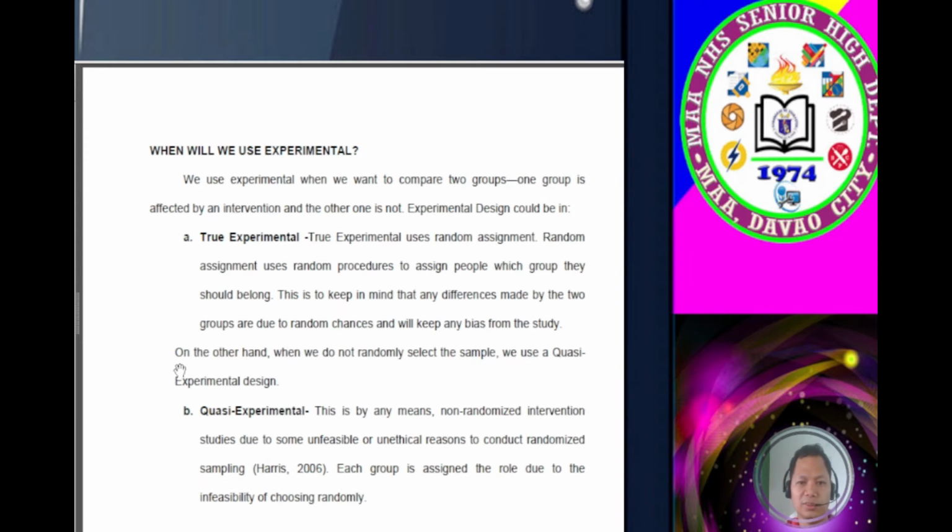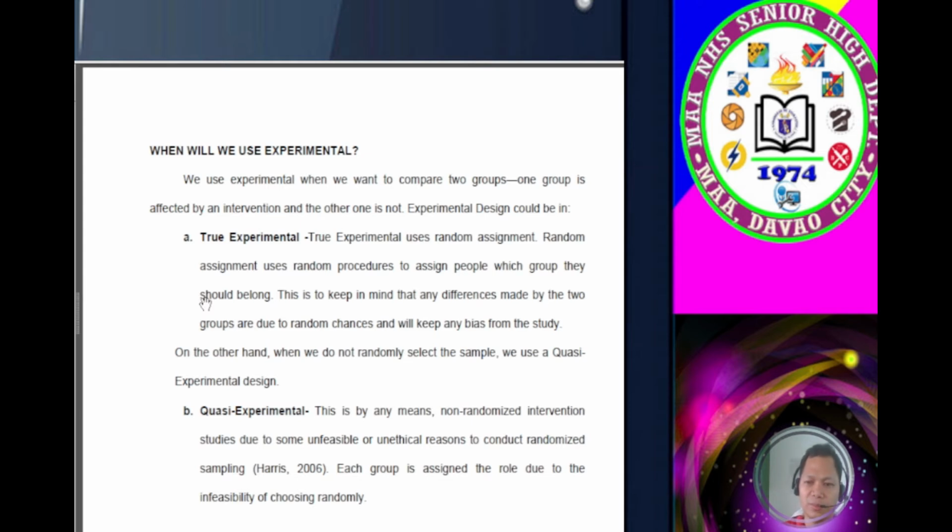When will we use experimental? We use experimental when we want to compare two groups. One group is affected by the intervention and the other is not. Experimental design has two types. A is true experimental. True experimental uses random assignment. Random assignment uses random procedures to assign people to which group they should belong, to keep in mind that any differences between the two groups are due to random chance and to keep any bias from the study.